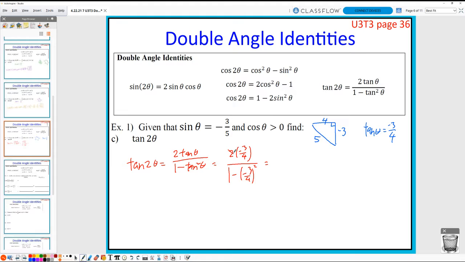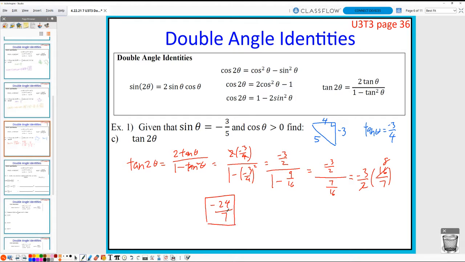I can simplify here to get negative 3/2 over 1 minus 9 over 16, which is, of course, negative 3/2 on the top still, over 7 over 16, which is the same thing as negative 3/2 multiplied by 16 over 7. That's 8. When you multiply, negative 24 over 7. So that was a lot of work.